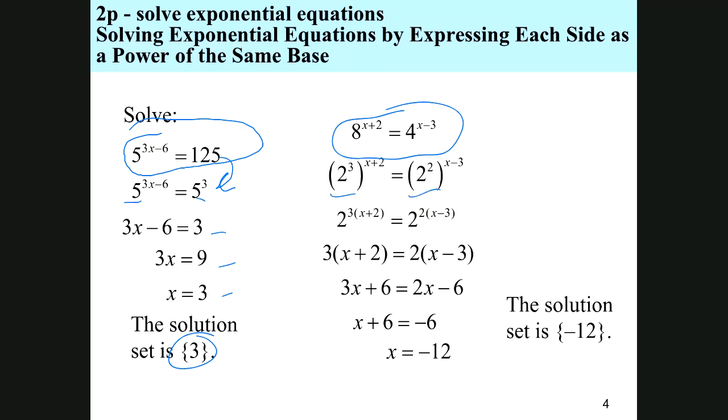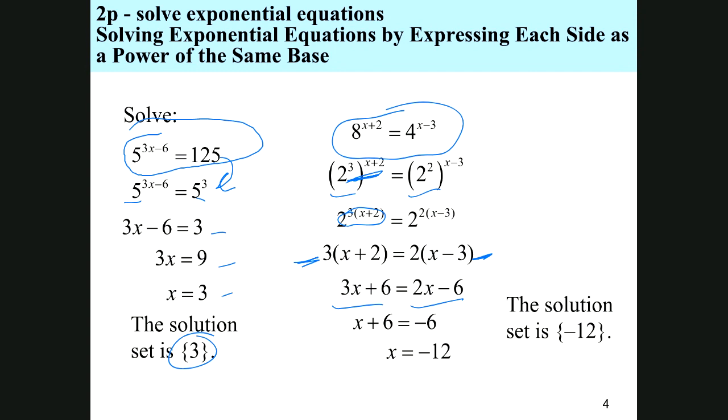And then recall that in this scenario, when you have a base raised to an exponent raised again, you simply multiply the exponents. That's what's happening right here. And then the same thing on the other side. So we can just set the exponents equal to each other. And so we'll have x plus 2 right here equals 2 times x minus 3. Distribute to get rid of the parentheses. Now you have 3x plus 6 equals 2x minus 6.